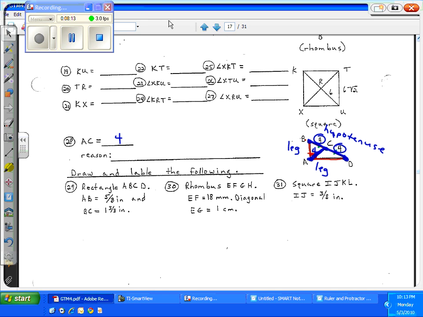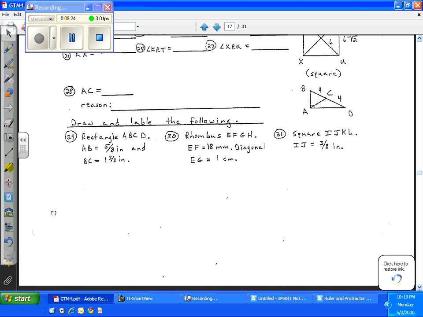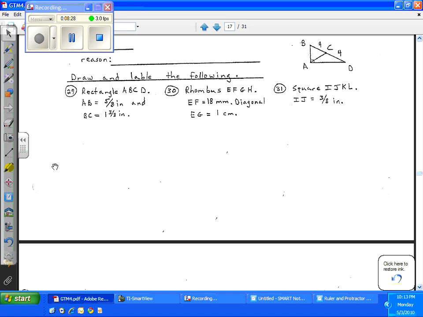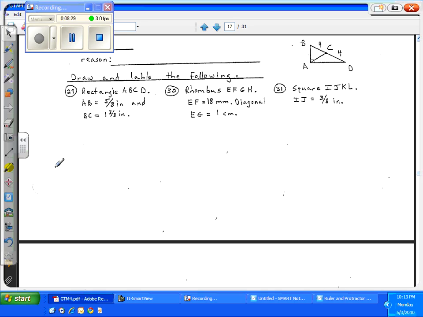Draw and label the example accurately. Again, we want you to get a ruler. We want you to measure. You're going to measure AB with a ruler. So you would set your ruler there. There's going to be a 1-inch mark, and then you've got the half, and half of a half is a fourth, and half of a fourth is an eighth. So you would measure AB at 5/8 of an inch long.